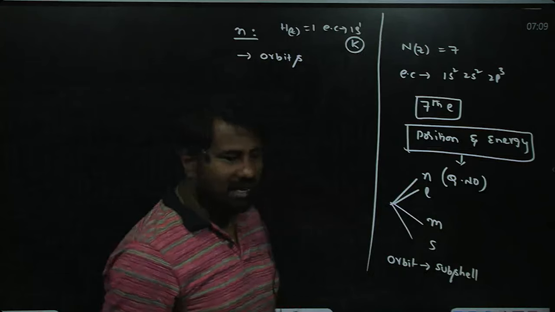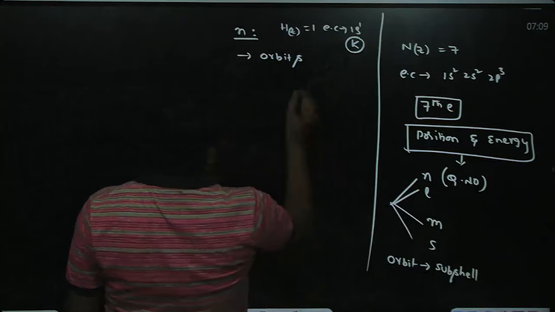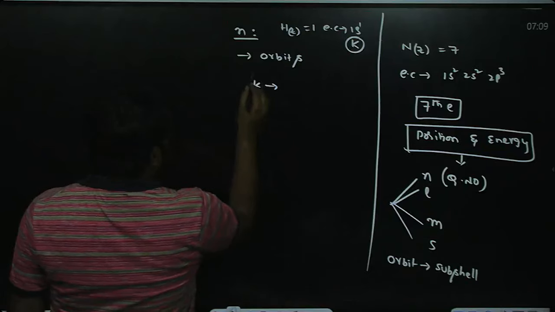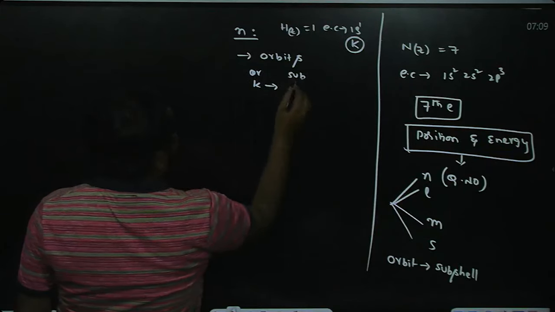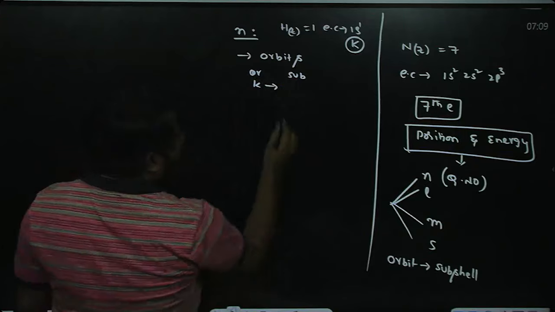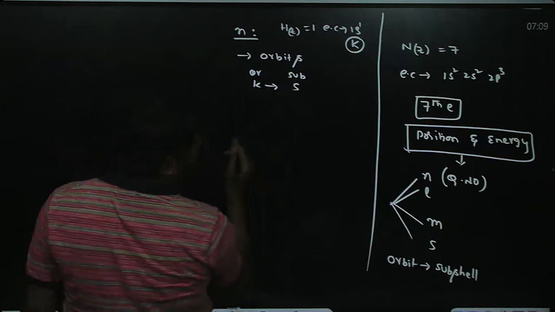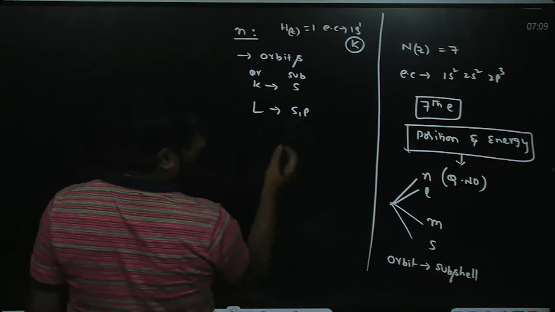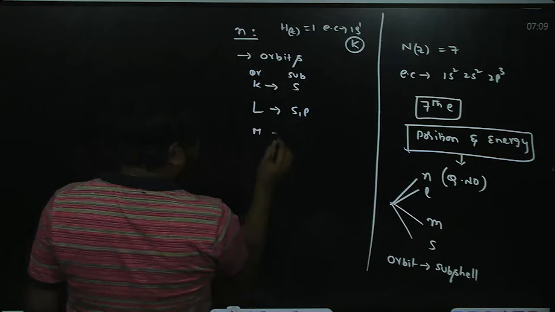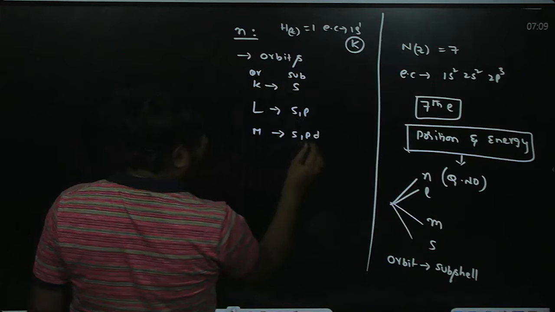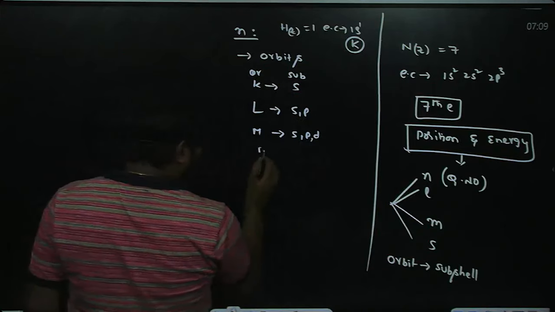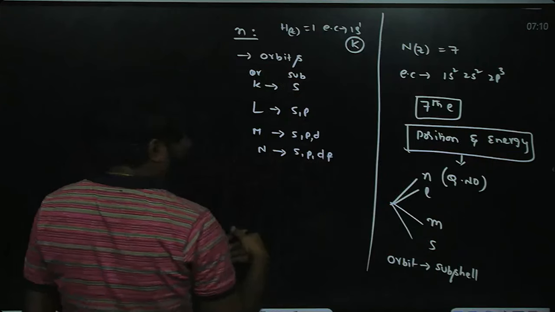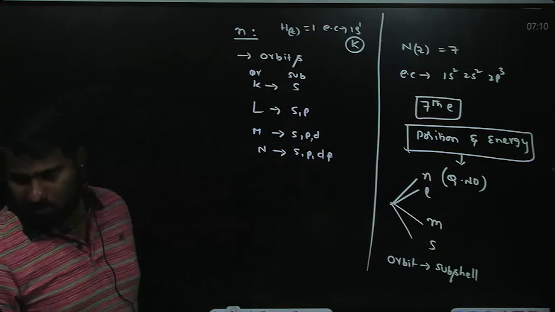So that is the reason, even if L contains more, don't be confused. K contains only one shell. This is the orbit, and this is the subshell. The K shell contains only one subshell, that is S. The L shell contains two subshells, S and P. The M shell contains three subshells, S, P, D. And N contains four subshells, S, P, D, F. If you take O, that contains S, P, D, F, G. Like that we can write.